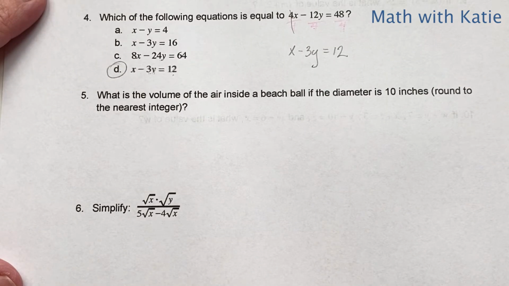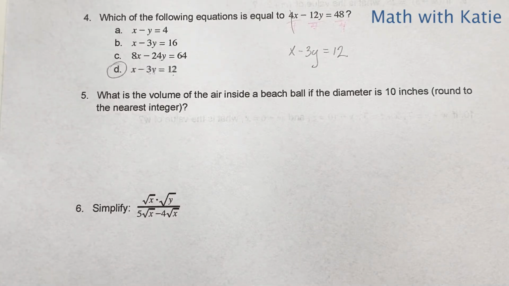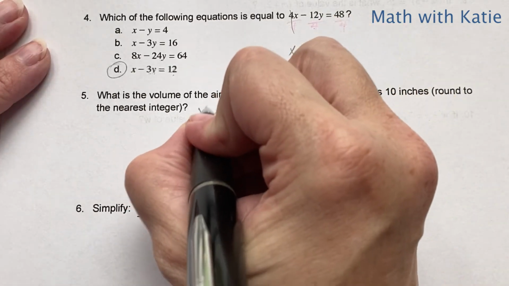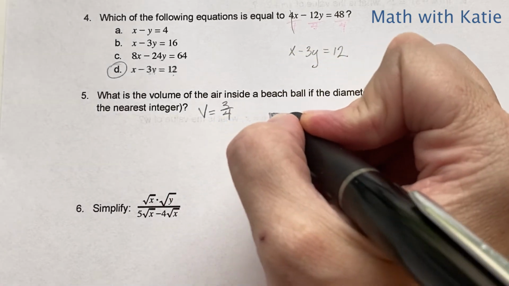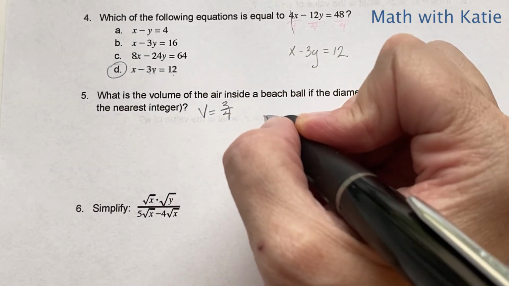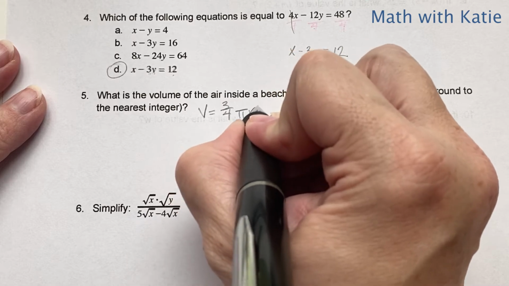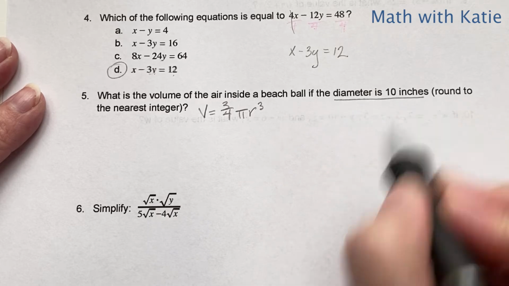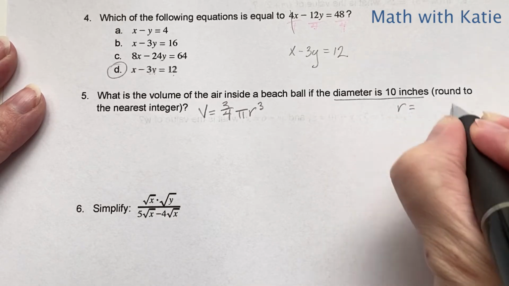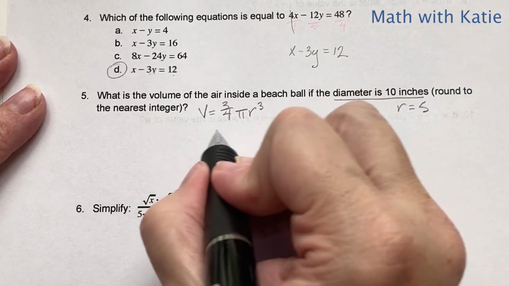What is the volume of the air inside a beach ball if the diameter is 10 inches, round to the nearest integer? All right, so they are actually going to give you the formula for volume of a sphere, which is volume equals 4/3 pi r cubed. Okay, so if our diameter is 10 inches, that means our radius is 5. So we'll just plug that in.